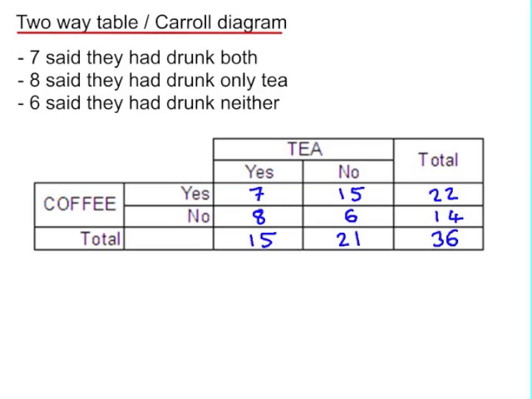This is a helpful way of illustrating the data because we now have lots of totals. We've got the total number of coffee drinkers, total number of tea drinkers, those who didn't drink coffee, didn't drink tea, and the answer to our original question was the total number of people who drank coffee, so that's 22.